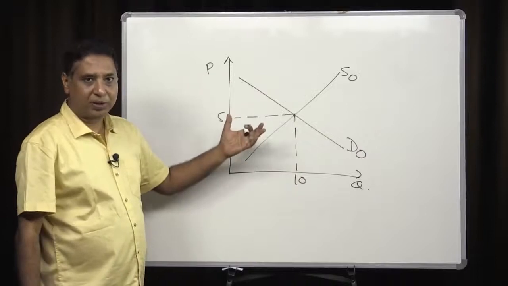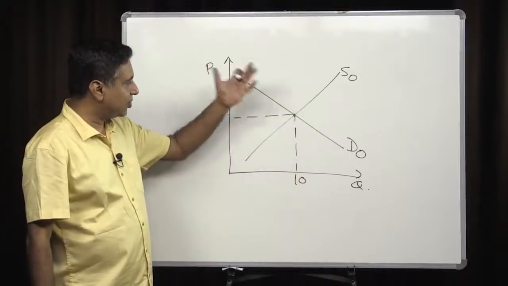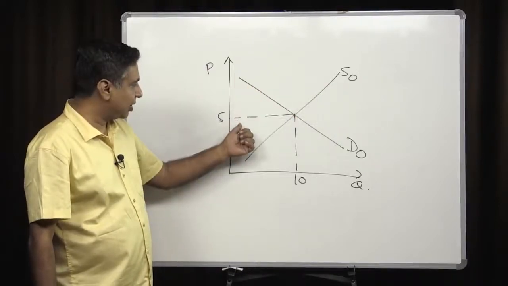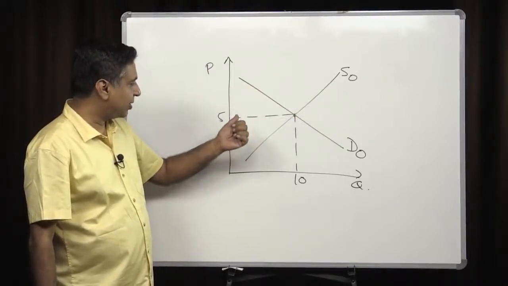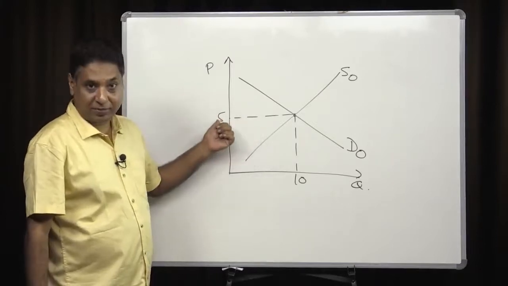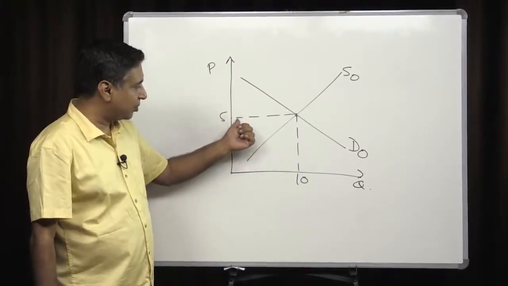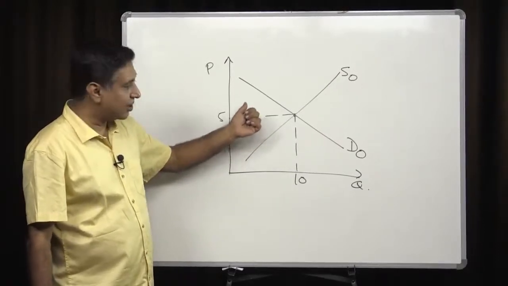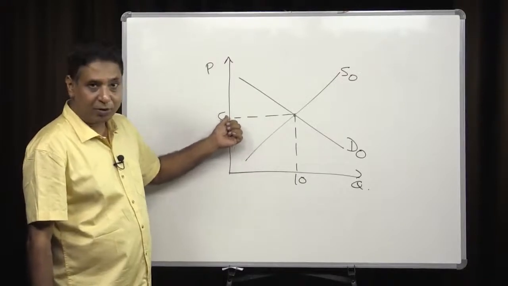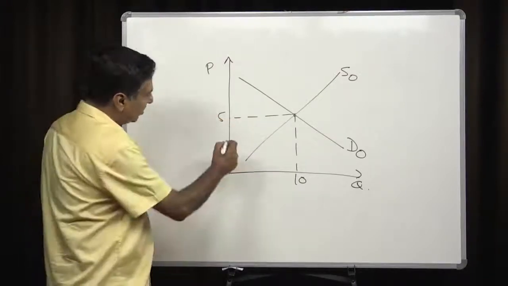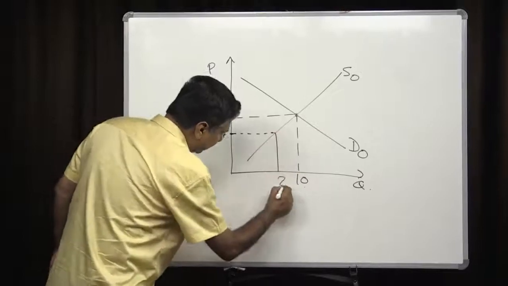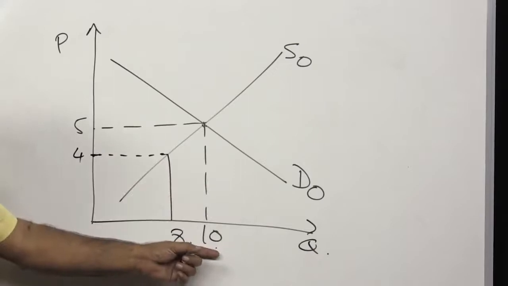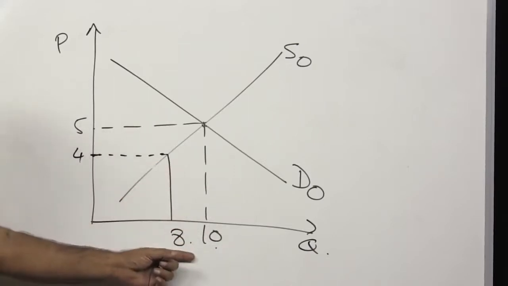Now let's suppose that the tax of ₹1 is imposed on the seller. So consequently, whatever the buyer pays is not received by the seller. The buyer is willing to pay ₹5, but since the government takes away ₹1, the seller now only receives ₹4. Consequently, when the price is only ₹4, the seller would not be willing to sell 10 units, he would only want to sell 8 units.